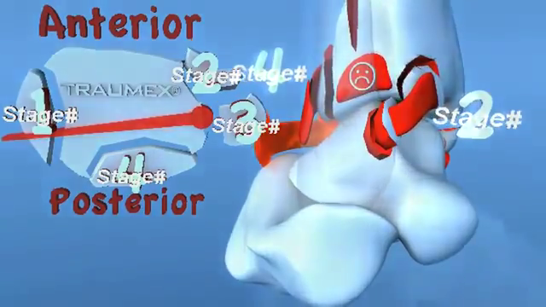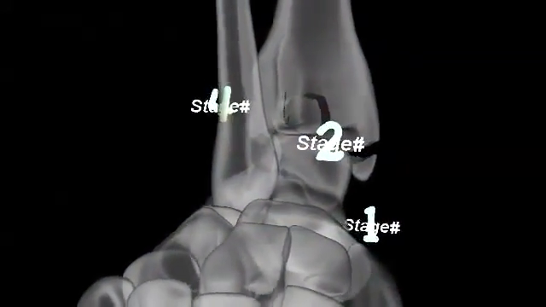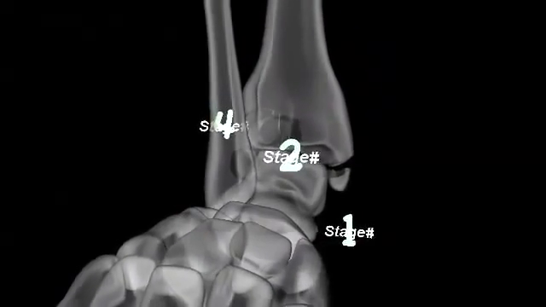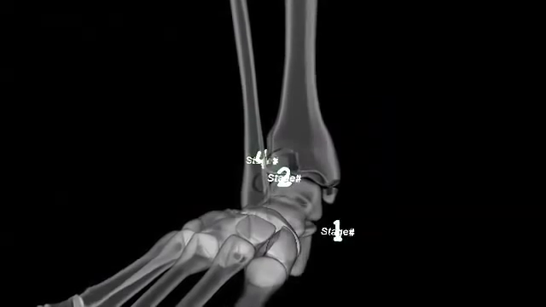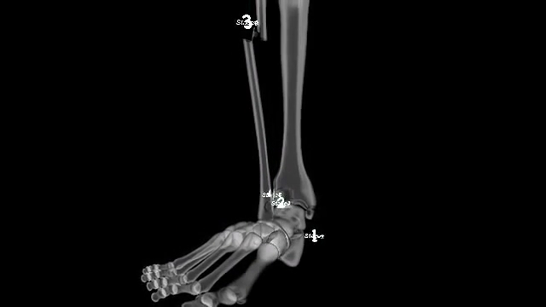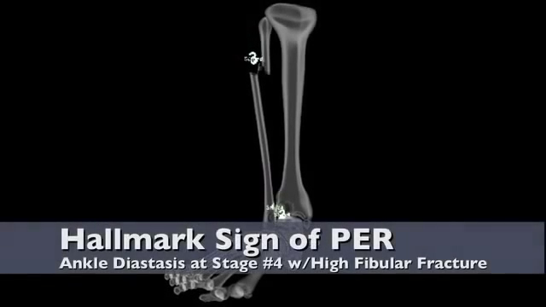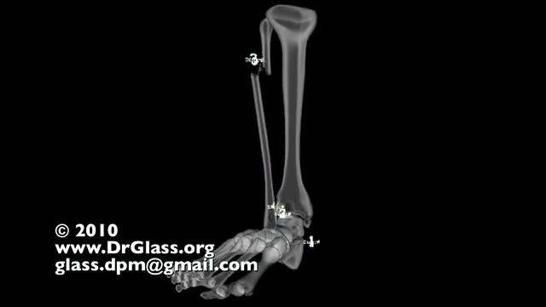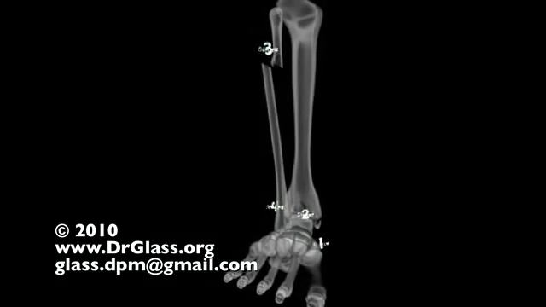In summary, the hallmark signs of this injury include beginning along the medial axis of the tibia, and rupture of the interosseous membrane in conjunction with rupture of the anterior inferior tibiofibular ligament and the posterior inferior tibiofibular ligament creates a true ankle diastasis. The high fibular spiral fracture, also known as Maisonneuve fracture, seen in stage 3, is unique to pronation external rotation injuries.